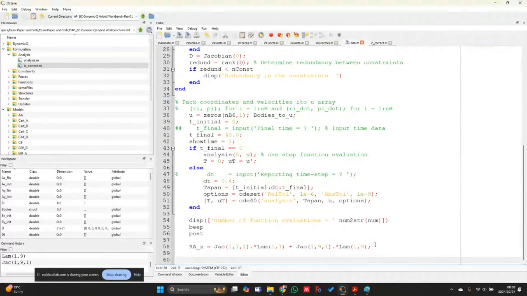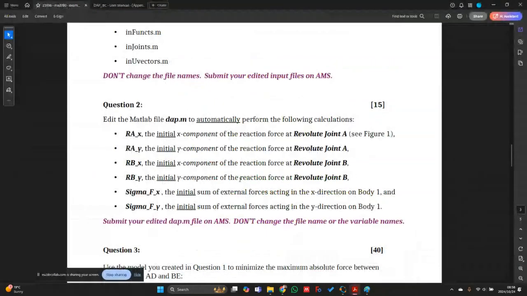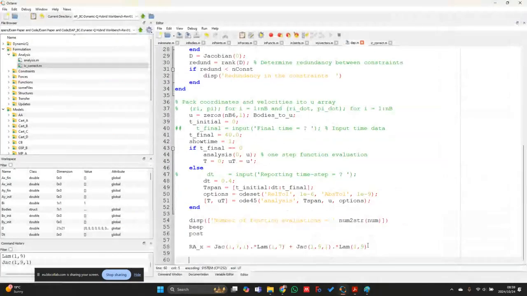Right, so that was the first calculation. I can perhaps just take away the semicolon over there as well. Then the next one is just RAY. So these are the initial Y component of the reaction force at revolute joint A. So now I just consider in the Y direction, still on body 1 that I'm interested in. Okay, and in this case, it will now just be 1 increment higher than the X directions that I've considered.